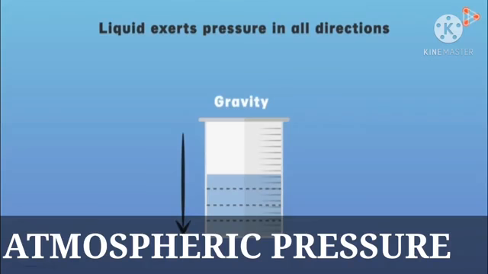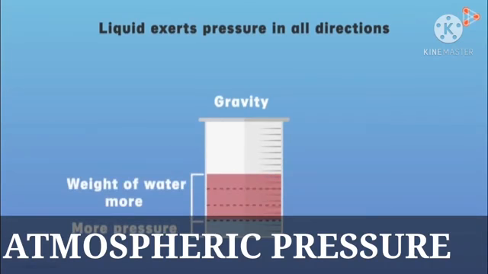Due to this pull, water exerts downward pressure and this pressure is uneven throughout. That is, the bottom layer experiences more pressure than the top layer. This is because the weight of water above the bottom layer is more, and the pressure decreases as we go upwards. In fact, we saw that the water exerts pressure in all directions and not only in the downward direction.